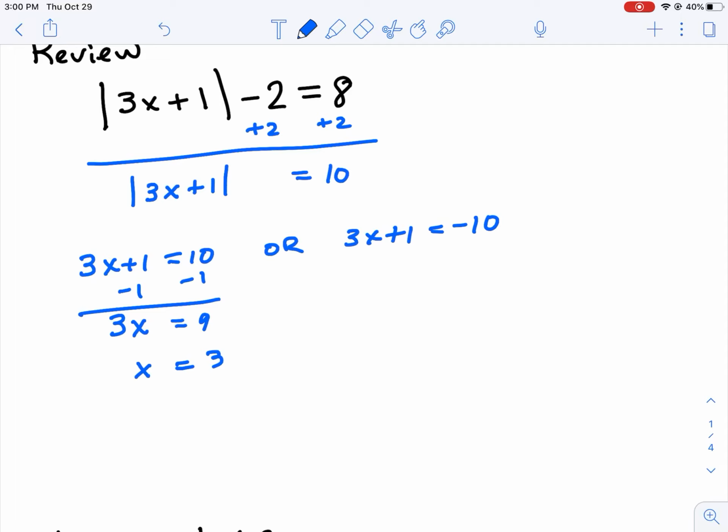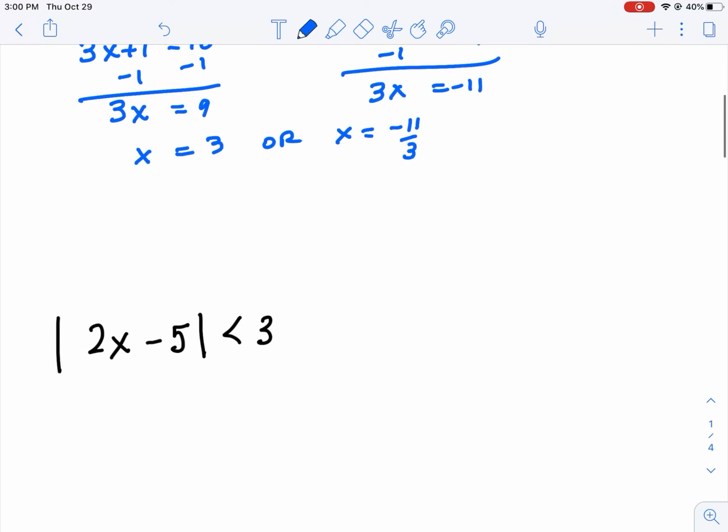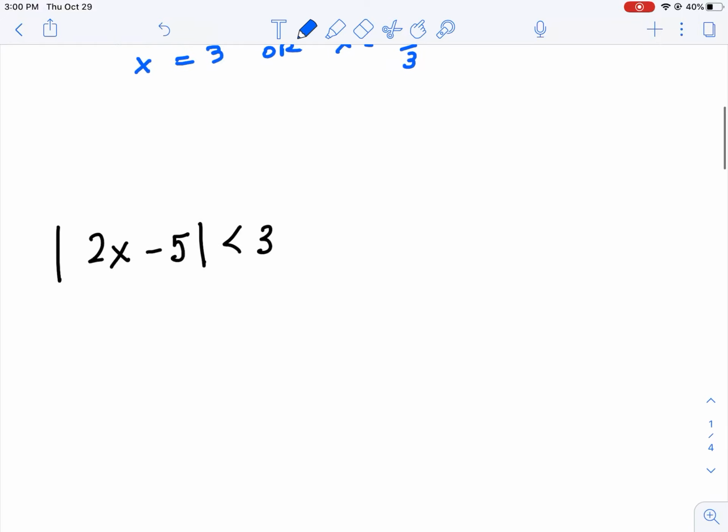All right, so now I do the other side, subtract 1. I get 3x equals negative 11. So x can be negative 11 over 3. Those are my two answers. Okay, that's pretty straightforward. When you have less than, you still isolate the absolute value, which we did, and now we split it into two parts.